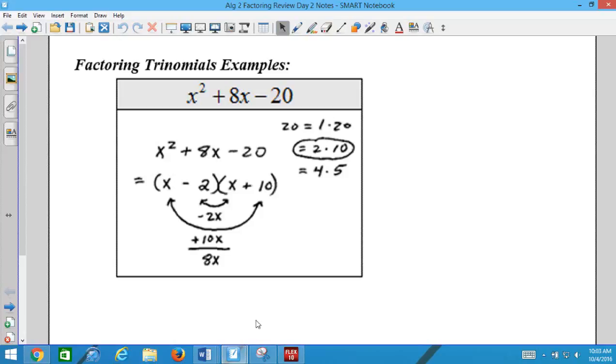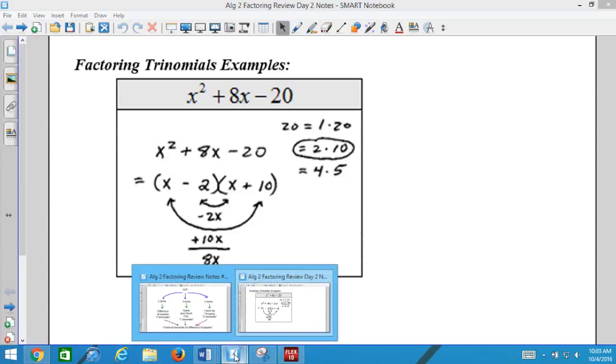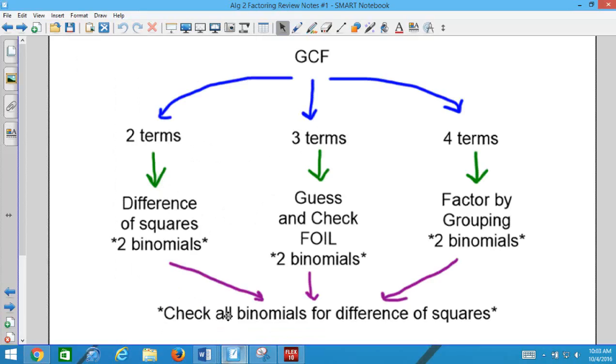Okay, so you have out on your desk your factor flow chart from yesterday. And just reiterating what I had said yesterday: when you factor, you always, always, always first look to see if there is a GCF. Always first. You do that first. So if there is a GCF, you take it out, you put it in front. It doesn't magically disappear, it just goes in front.